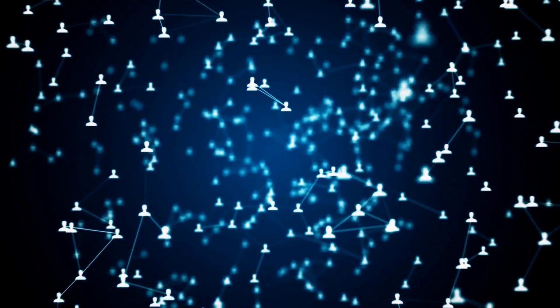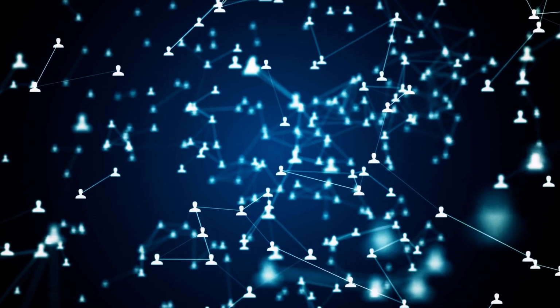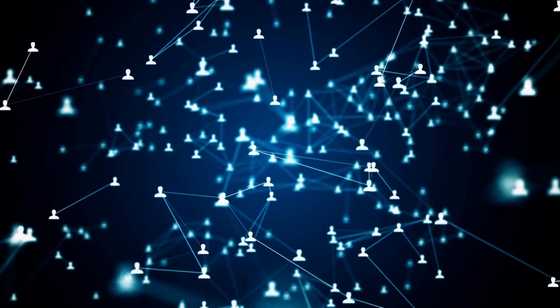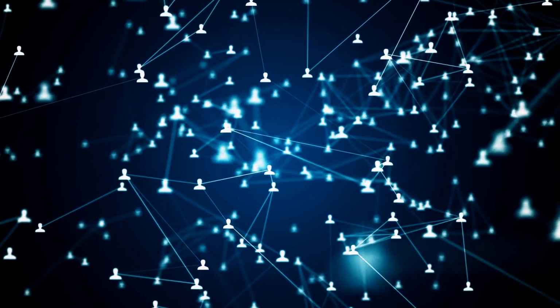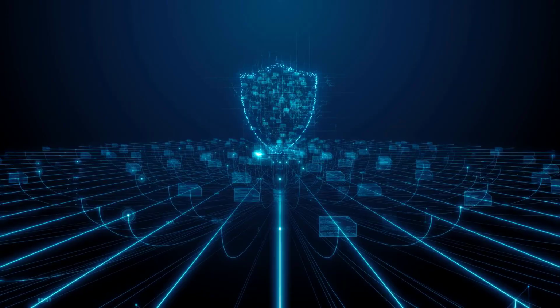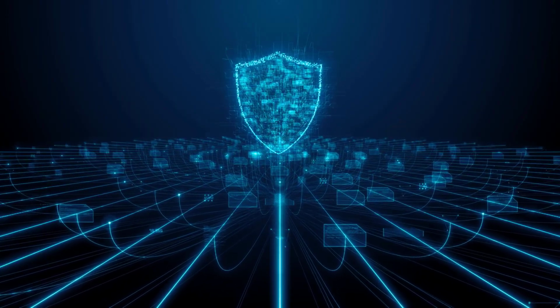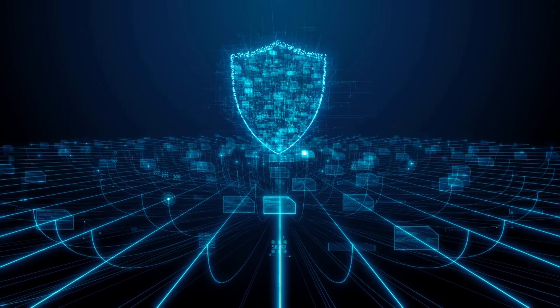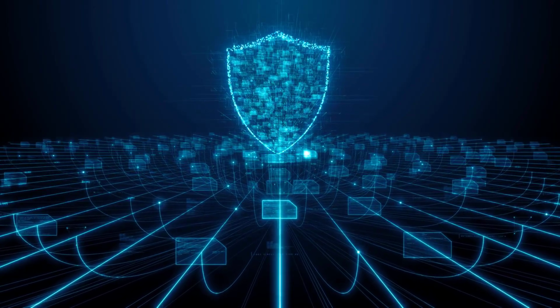Data in transit is data that is actively being moved from one location to another, such as data traveling across a network, the internet, or between systems. Because this data is moving, it is especially vulnerable to interception, which is why securing data in transit is critical.